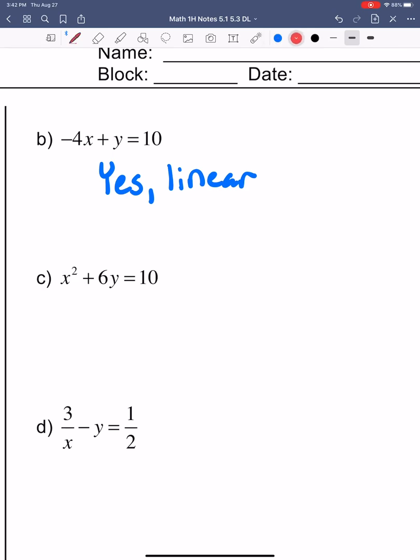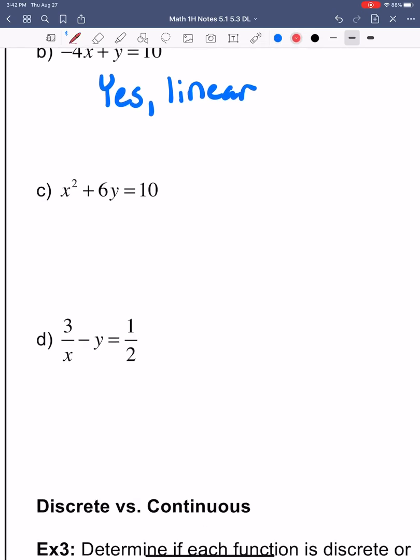And now let's move down to letter C. Okay, so for this one, we've got x and we've got y, and they're on the same side, right? We've got no fractions, but notice our largest exponent is 2, right? We have an x squared, so then we know that this is not going to be linear. Not linear. And you could add because we have an exponent larger than 1, right? We've got x squared, so that's not going to be linear.